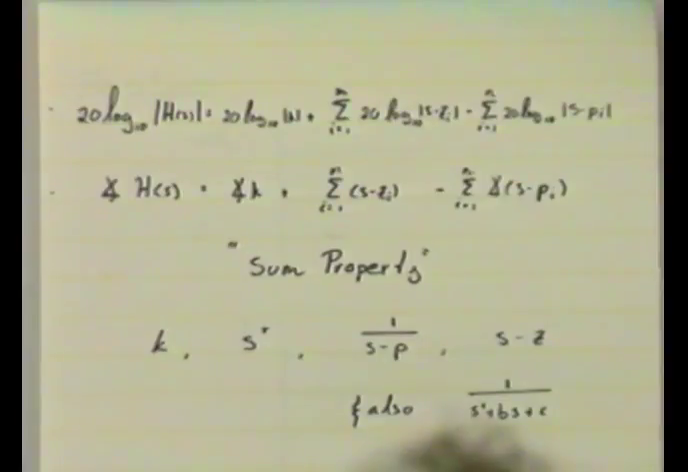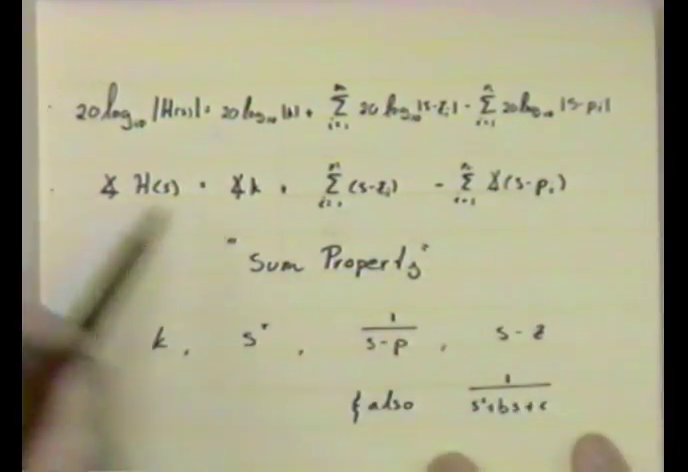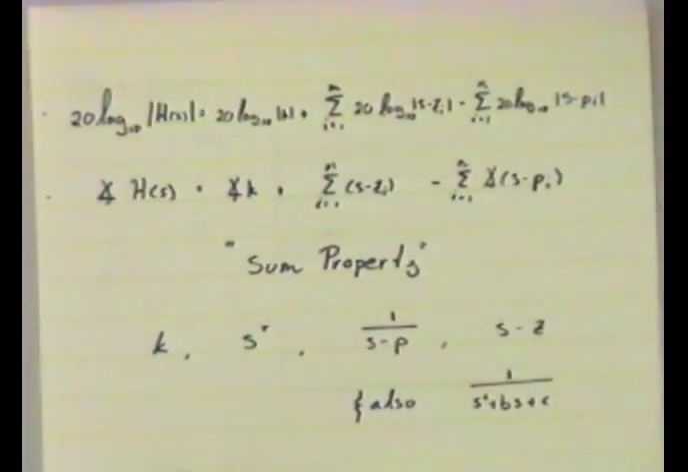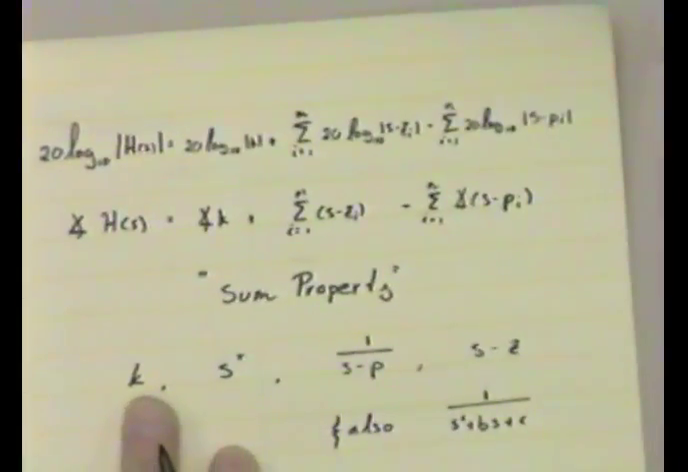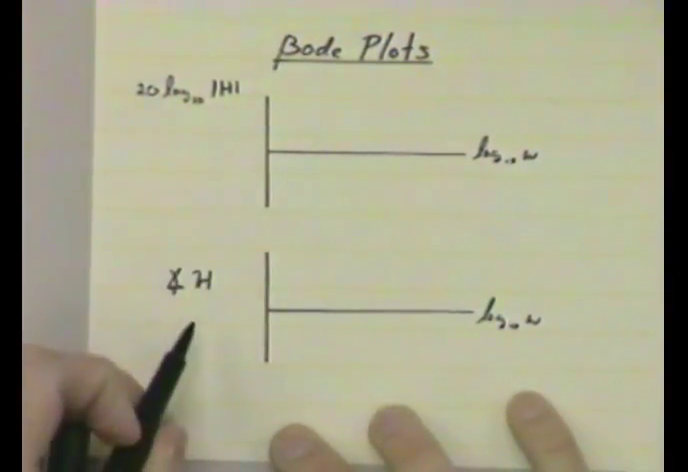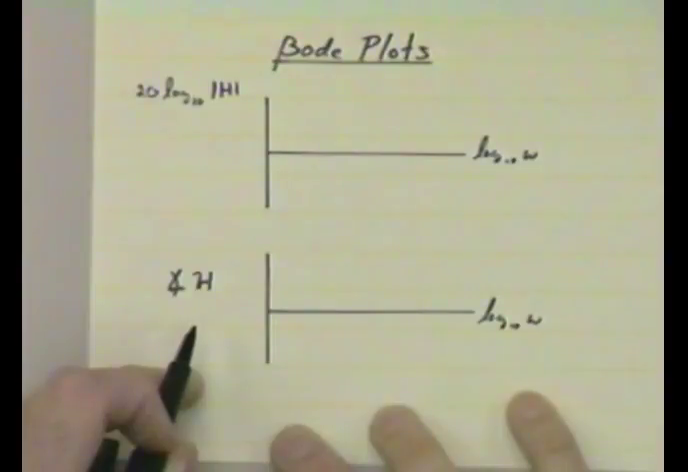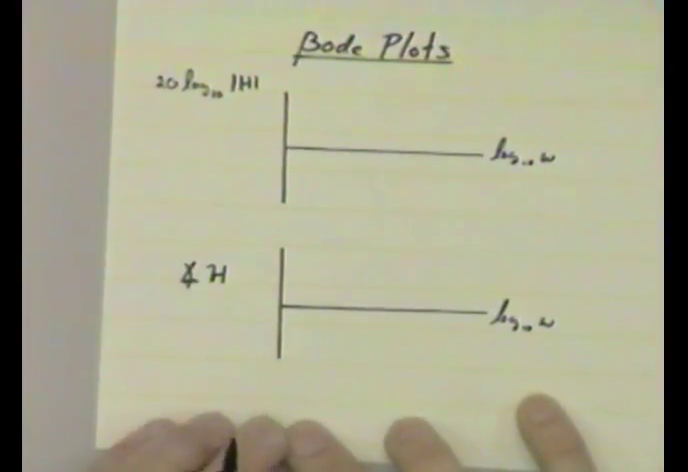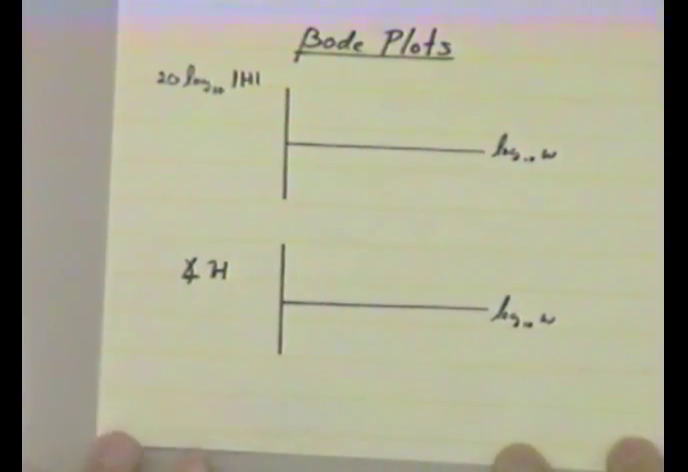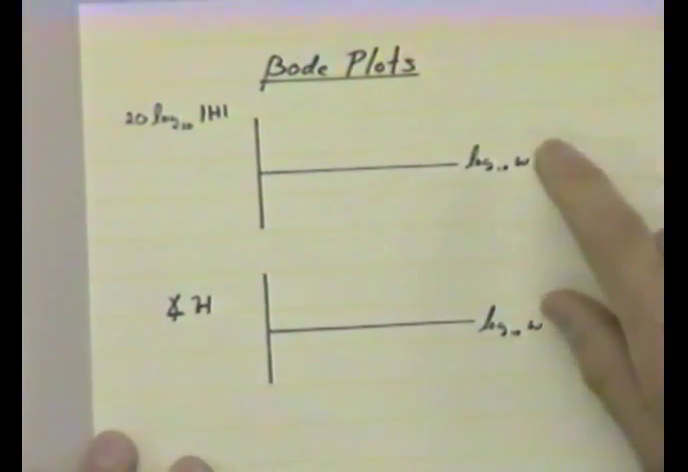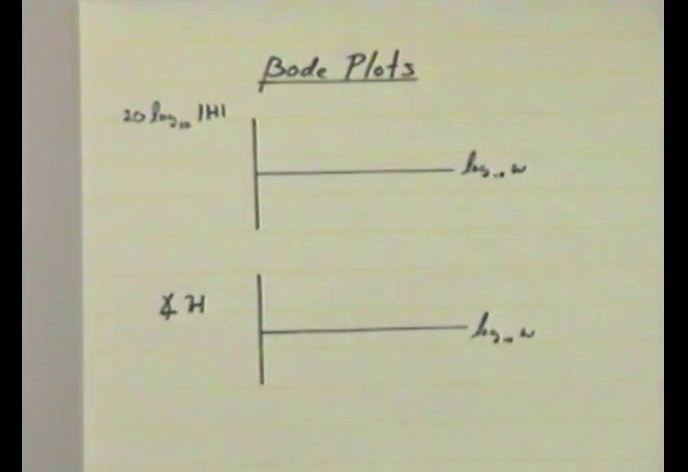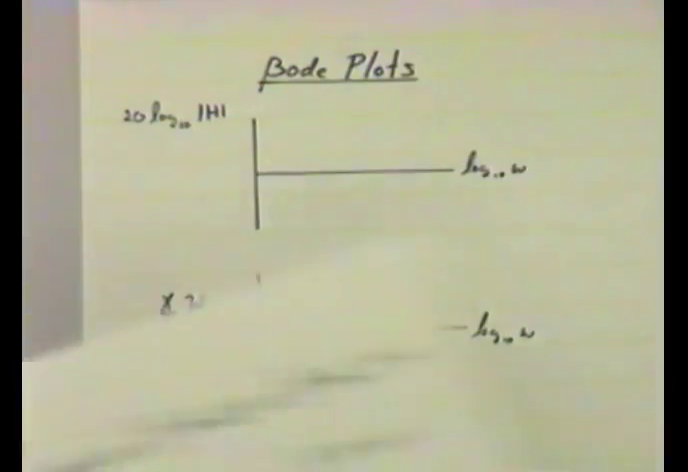And from this so-called sum property, we can justify the choice of scales for the Bode plots. From here we can understand why we choose at least these vertical scales for the Bode plots. Everybody understand that? Now the choice for the logarithmic scale here, I'll point out shortly. So now we have to play this game.